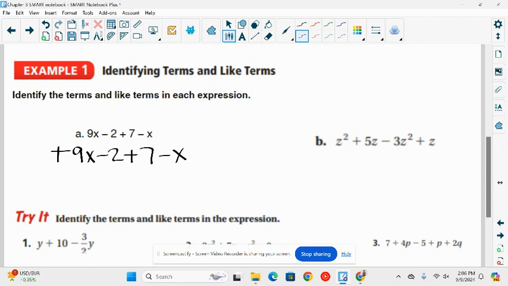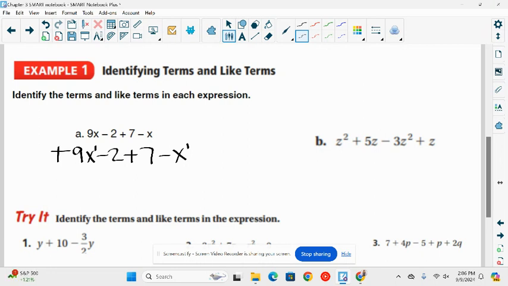So there's actually an invisible one right there. So we're going to go ahead and give it the invisible 1. Oh yeah, I knew that. Because anything raised to the power of 1 is just itself. Okay? So there's an invisible 1 right there.